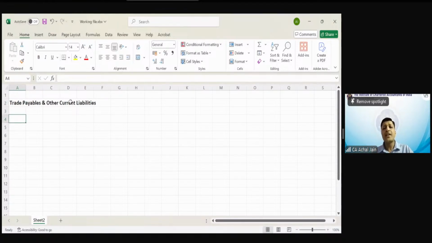First of all, as regards trade payables, we discussed that it's a cycle, and this cycle is attached to the purchases. Because if you purchase, then there will be a corresponding liability for the same in the form of sundry creditor. Yes or no? Which is nothing but a trade payable.